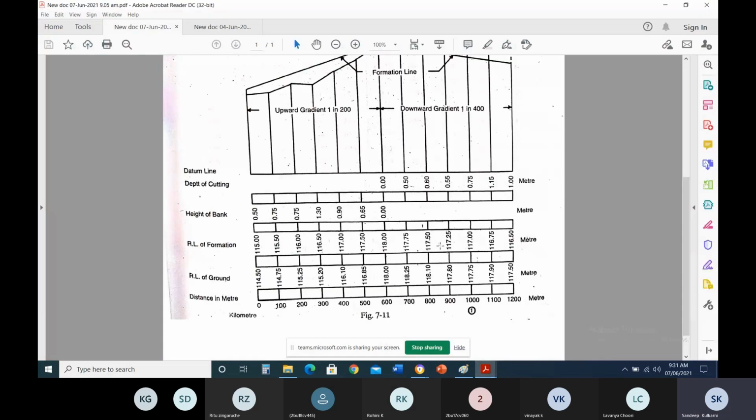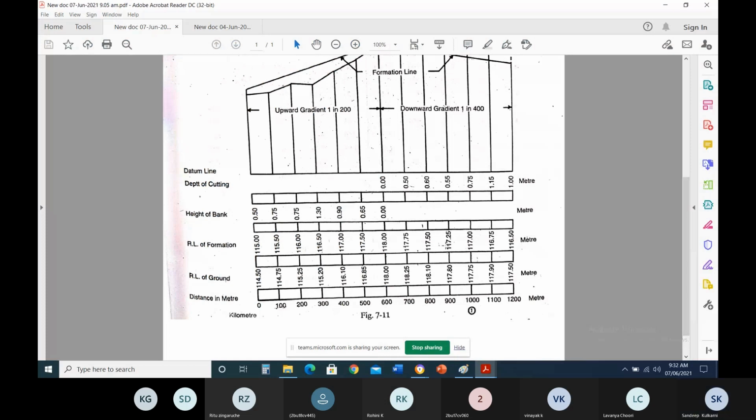Similarly for the downward gradient. Okay, next, how to understand cutting and filling. Remember one basic formula: FL minus GL. If the answer comes in plus, write plus. If the answer comes in minus, write minus. So plus indicates banking, minus indicates filling. Again, I am telling why we have to do this separately. The main importance is to know the quantity, but whatever amount of soil you excavate from the cutting portion will be used in the banking portion. So in order to balance that, we have to calculate the quantity for filling and the quantity for cutting separately.